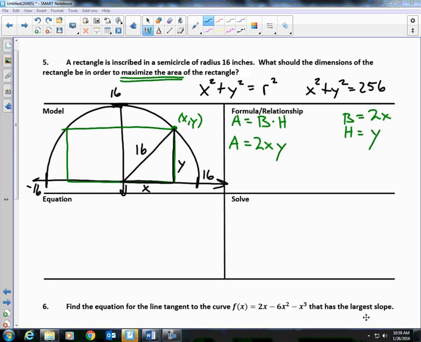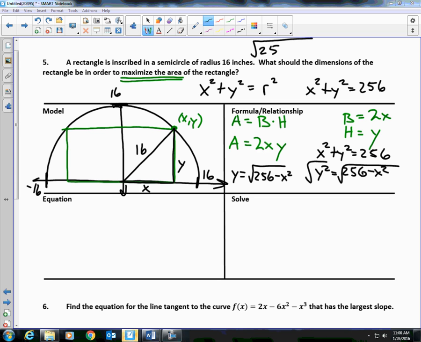So we've got x squared plus y squared is 256. Can I solve for y? I can. Y squared is equal to 256 minus x squared. Square root both sides. And we get y is equal to the square root of 256 minus x squared. Plus or minus would be correct, but since it's the top half of the circle, we'll keep the positive version of it.